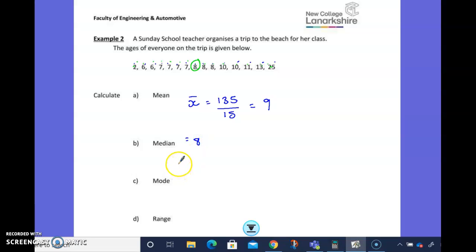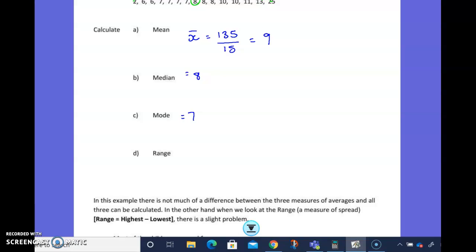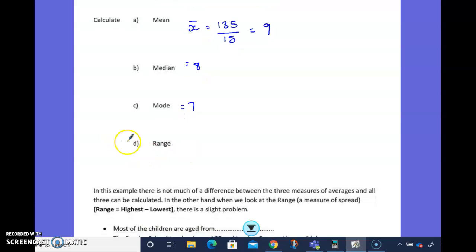Your mode is the one that appears most often. Here I've got 4 7s, so my mode would be 7. Your range is a measure of how spread out the data is. So your range is the highest number, take away the lowest number, and again that is National 4 level work. Highest number is 25, lowest number is 2, so we get a range of 23.